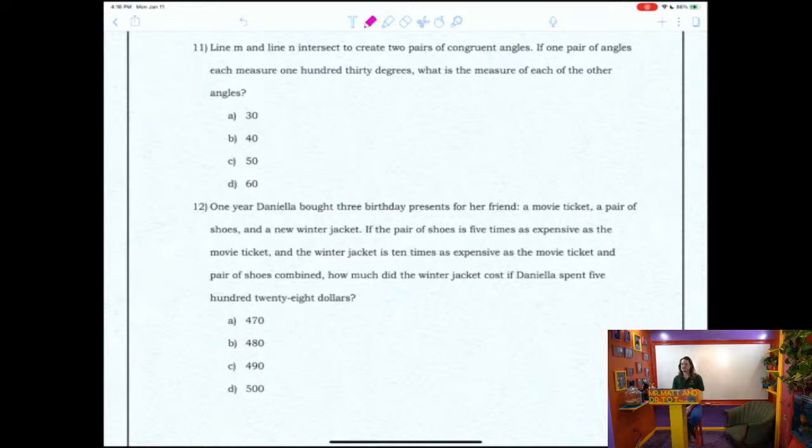Number 11 asks, line M and line N intersect to create 2 pairs of congruent angles. If one pair of angles each measure 130 degrees, what is the measure of each of the other angles?